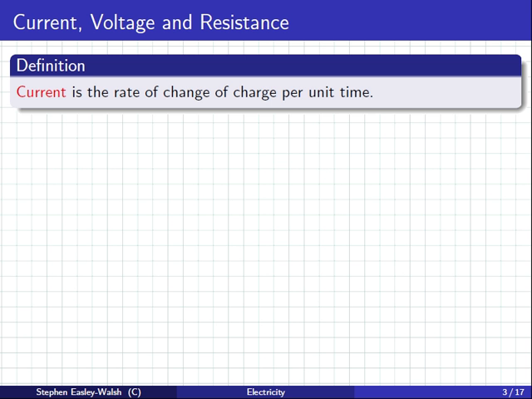Got that? So, you can actually write it like this, delta Q over delta T, the change in charge per time. You got that?